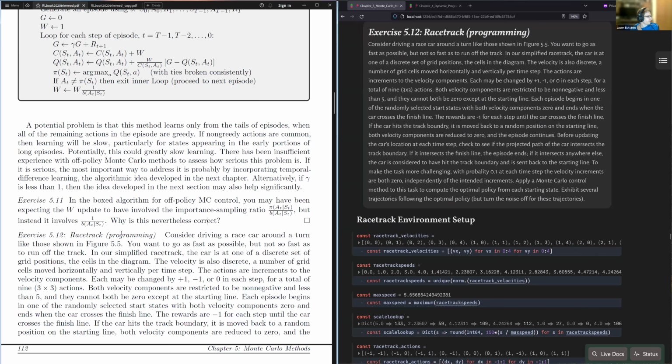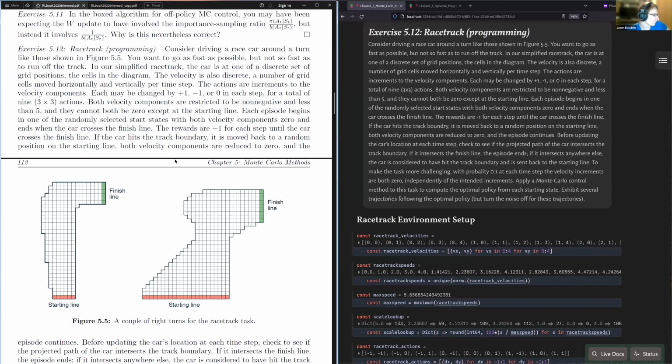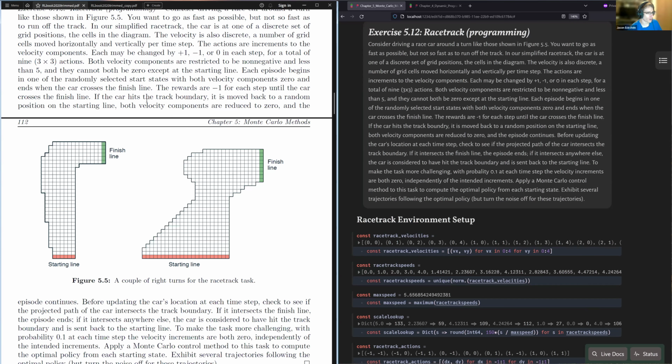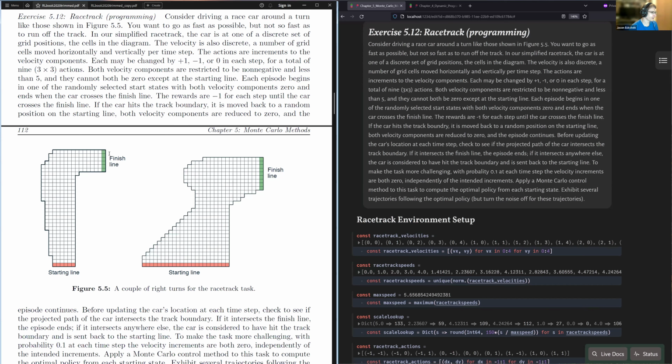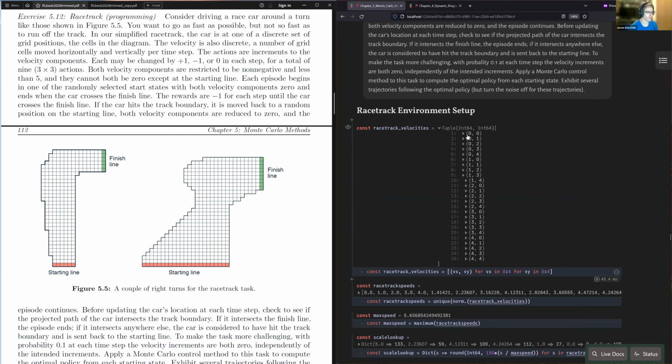And then there is this programming exercise, which is just an example of how you would actually do it. This exercise isn't really related to off policy learning because the idea is just to solve it however you want. It sets up these tracks, and it's a discretized problem. I'll just show you. There are these velocities. So these are the only possible velocities that the car can have in both the X and the Y direction.